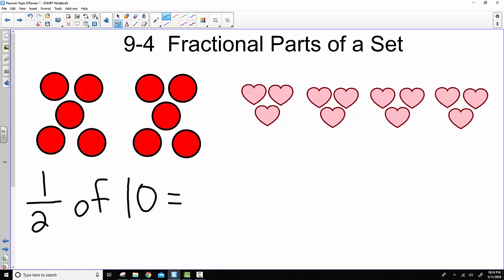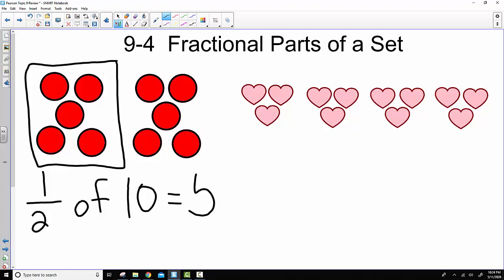Remember, the denominator will tell you how many parts to divide a set into. We can see for these red circles that 1/2 of the set equals 5. So 1/2 of 10 equals 5.